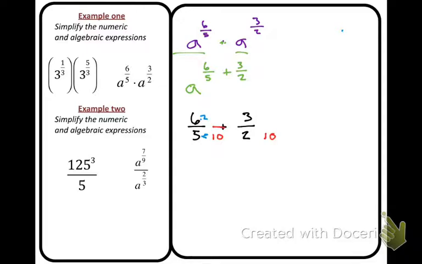So this is going to be 12. You've got to multiply the numerator by the same number you multiplied the denominator. Looking at the right side, remember we're adding these. We multiplied by 5 here, so we have to multiply by 5 on top, which gives us 3 times 5, which is 15. And we add them across. So 12 plus 15 is 27 over 10. We can't simplify that down, since there's no number that goes into both 27 and 10. So our answer would be a to the 27 over 10.